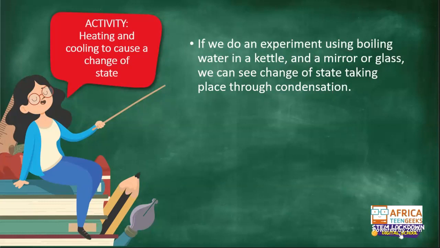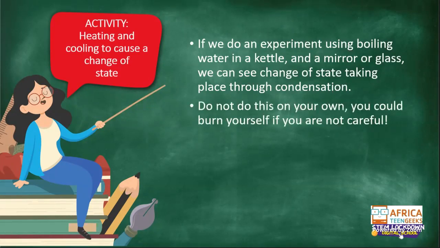If we had to do an experiment using boiling water in a kettle and a mirror or a glass, I'm going to explain the experiment to you, then we can see a change of state taking place through condensation. I'm going to explain all of that just now. We obviously cannot do this experiment with each other or in one class, and we obviously also can't do it over the internet. So you have to imagine, okay. Now, please do not go and do this on your own because you can burn yourself if you're not careful. The steam is hot, and this has to do with a boiling kettle.